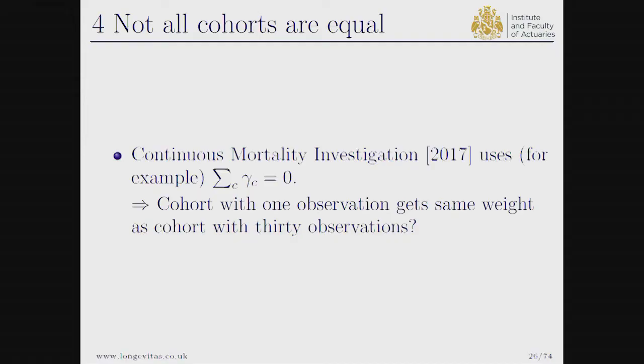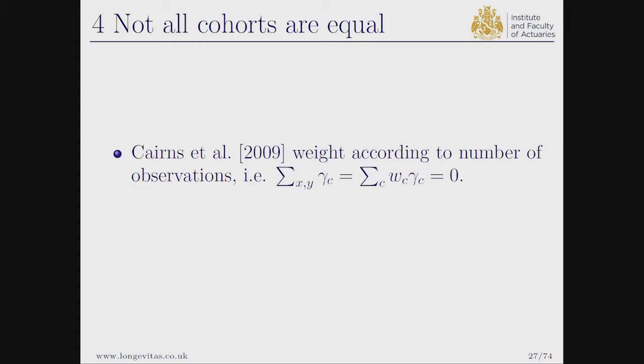But that actually has the drawback that a cohort with only one observation has the same weight in the calculation as a cohort with 30 observations. Now, that doesn't strike us as being particularly good, because obviously the cohorts at the edges with few observations have far greater uncertainty. So what we do is we follow the proposal from Cairns et al.